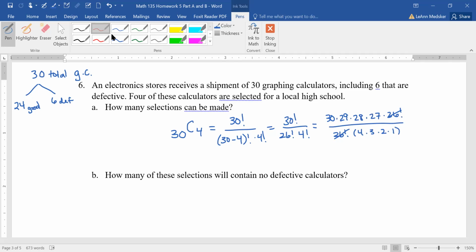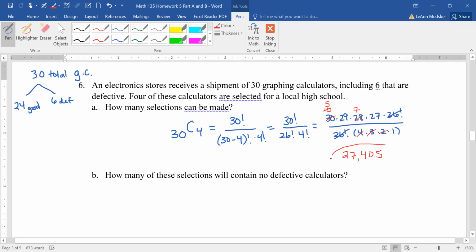And I'm going to use a different color to distinguish the cancellations here. So 4 goes into 28 7 times. 3 can go into 30 10 times. And we can also reduce 2 goes into 10 5 times. So I am doing 5 times 29 times 7 times 27. 27,405. And again, I know your calculator can get that really quick. I just like showing students what the calculator is actually computing and doing.